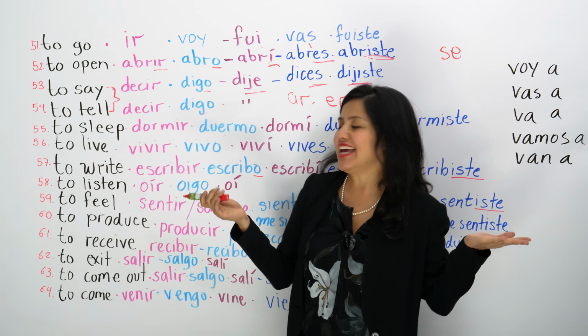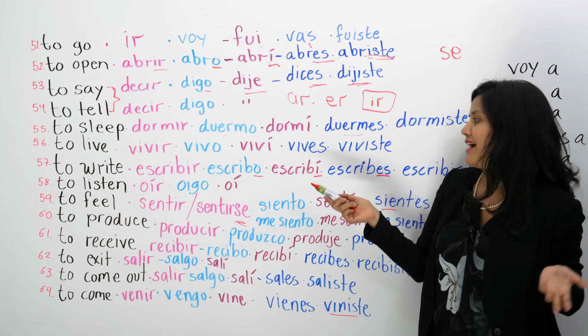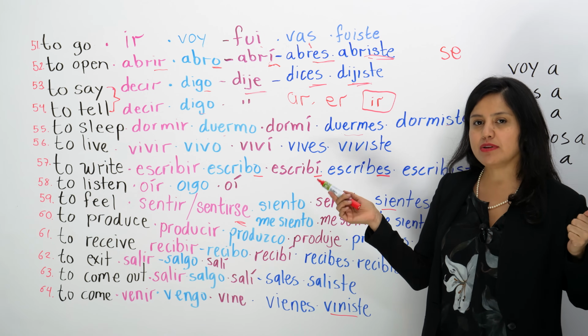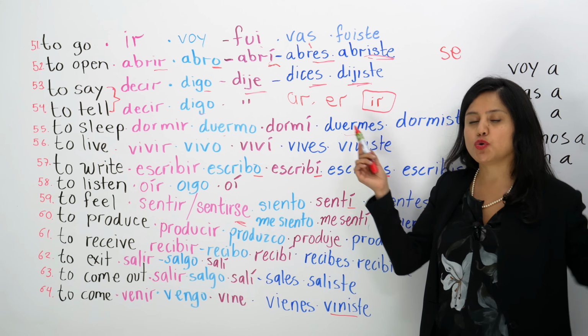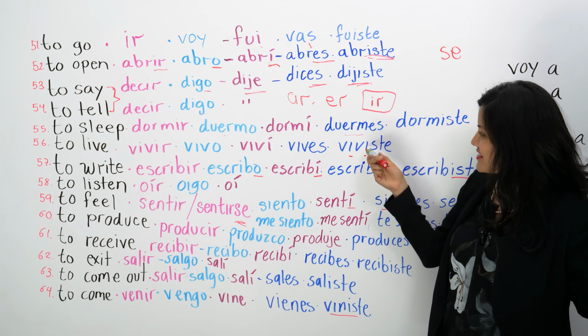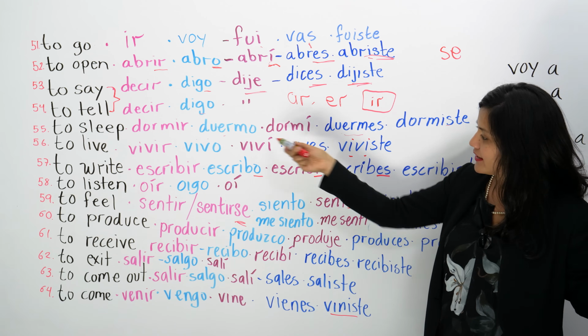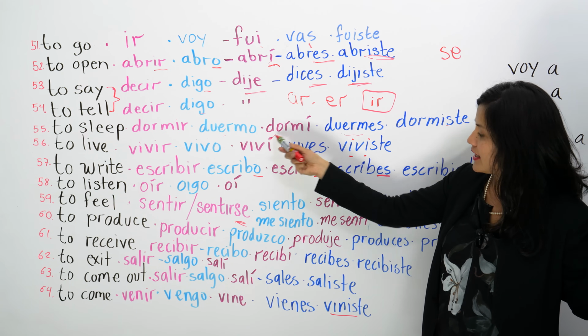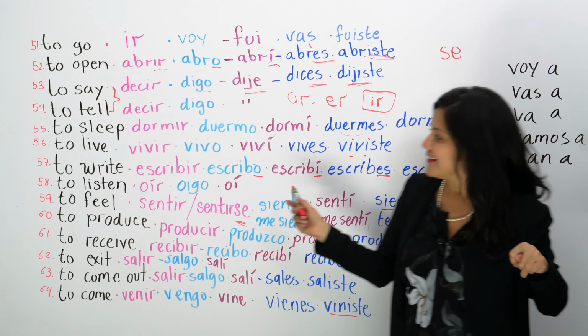To live, vivir. Yo vivo, I live. Yo viví, I lived. Tú vives, you live. You lived. Tú viviste. Viviste with double I, so pretty. Like this, viví, but with con acento aquí y aquí, no.